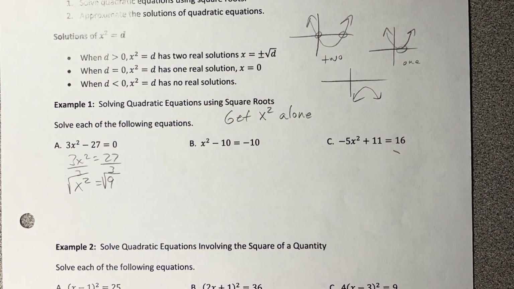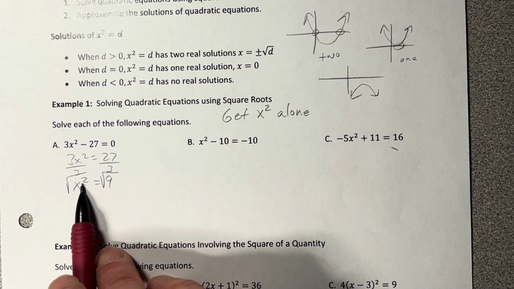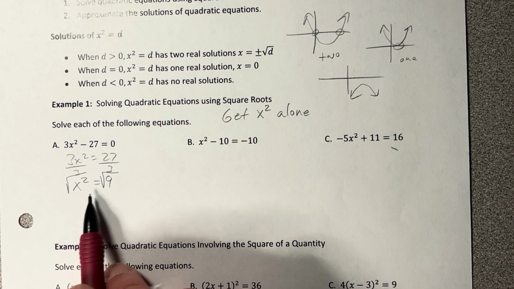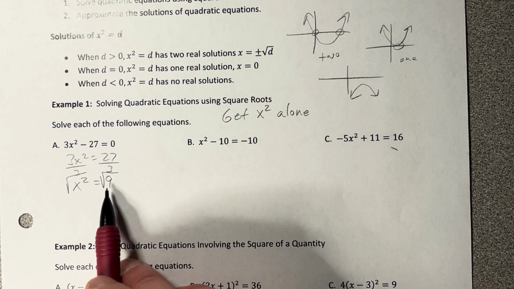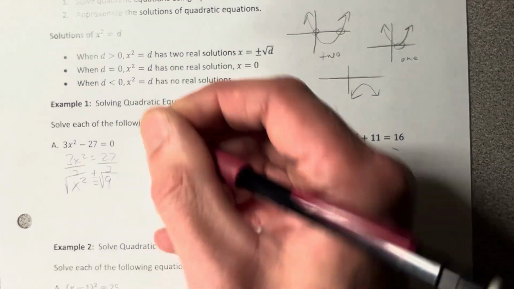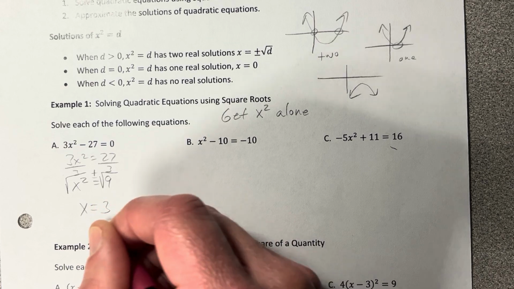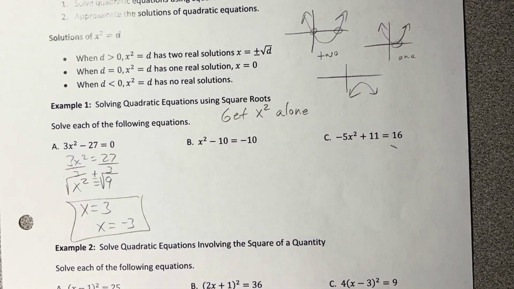But here's the thing. Turns out 3 can be an answer here. 3 squared gets us 9, but also negative 3, the quantity negative 3 squared, gets us 9. So we're going to have two solutions here. x is equal to 3 and x is equal to negative 3. You can either write it separately like that, or you could just write plus or minus 3.